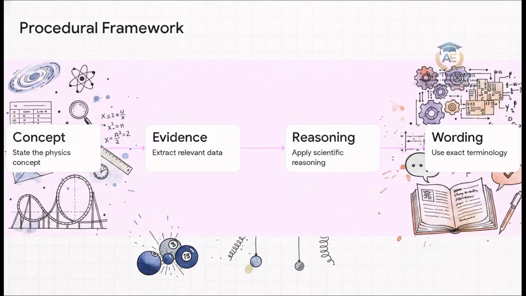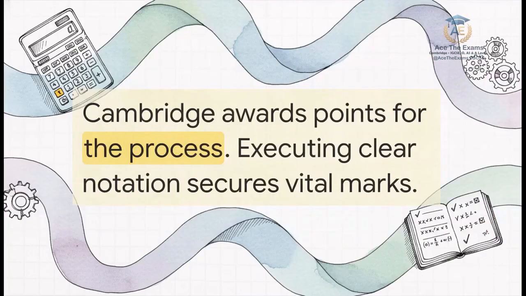This means explicitly writing out the relationship or equation before you plug in a single number, showing exactly how Newton's laws apply to this collision. Finally, present your conclusion using the exact terminology the examiner used in the question itself. This 4-step sequence is what we like to call the method mark strategy. You see, Cambridge awards points for the process, not just that final number at the bottom of the page.